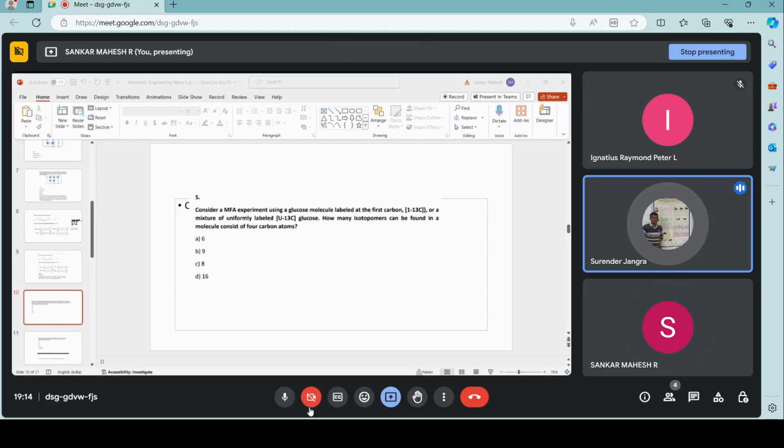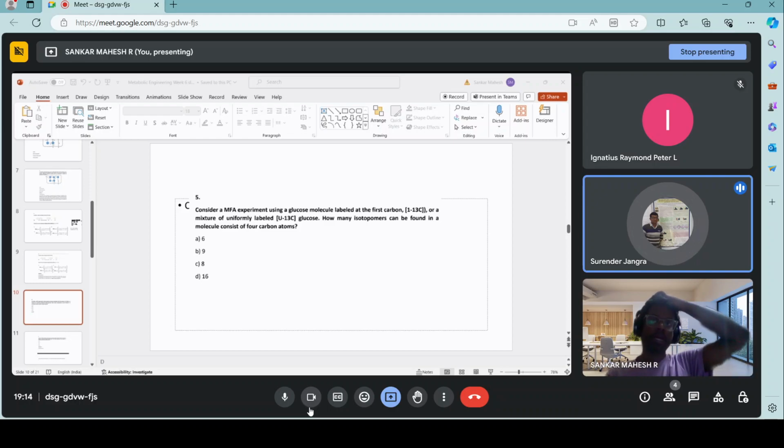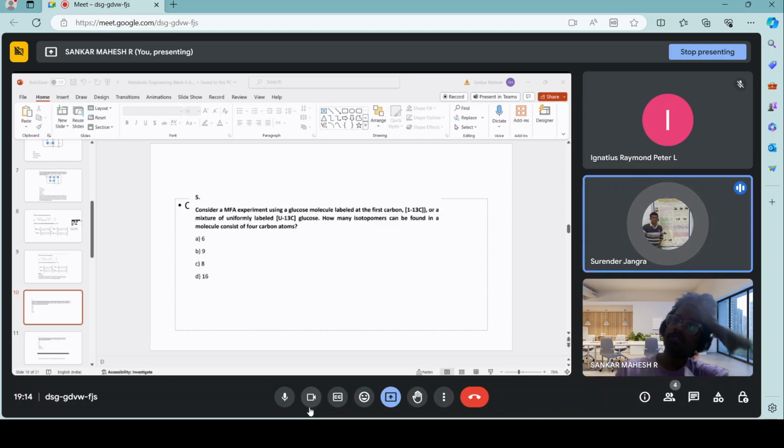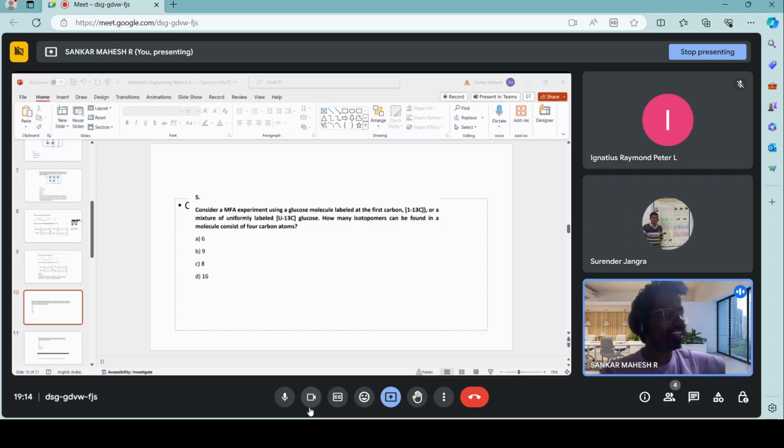Yeah, we can apply the formula 2 raised to power n. So if we have 4 carbons, 2 raised to power 4 is 16. That is the number of possible isotopomers that one can have for a four carbon molecule. That is true. So I think the first statement is confusing. You actually got the answer.